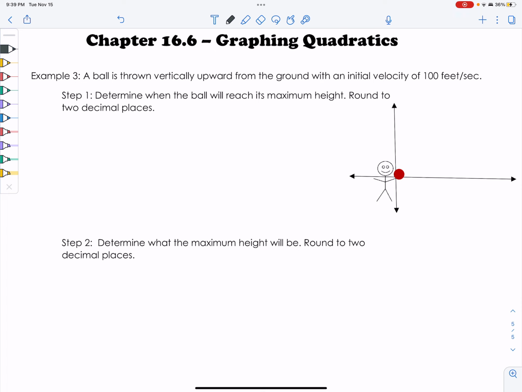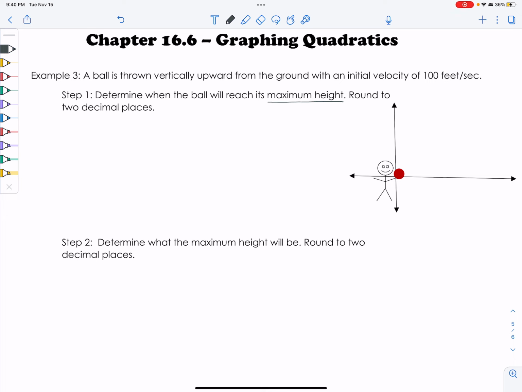All right, if you think back to our applications, we actually saw a problem similar to this. We were shooting an arrow off of a ledge, but there we were looking for how long until the arrow hit the ground. My wording has changed slightly. Now I'm looking for when the ball will reach its maximum height.